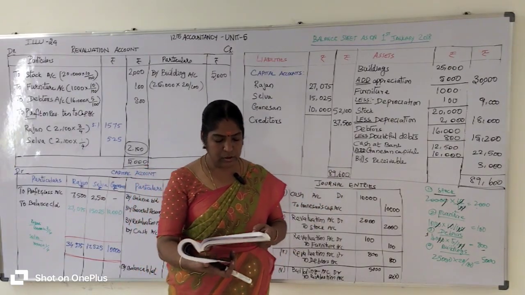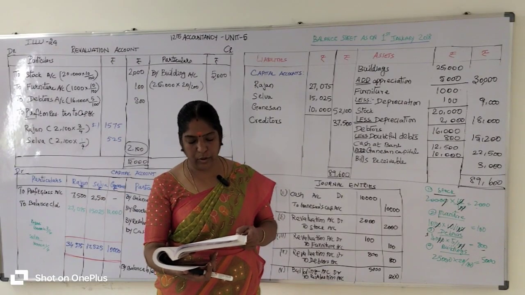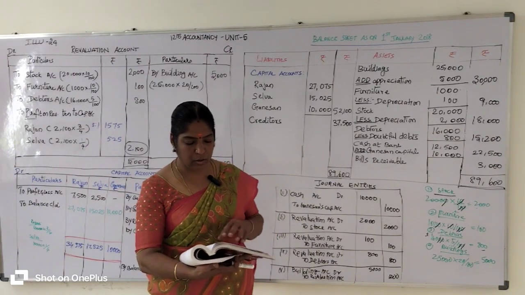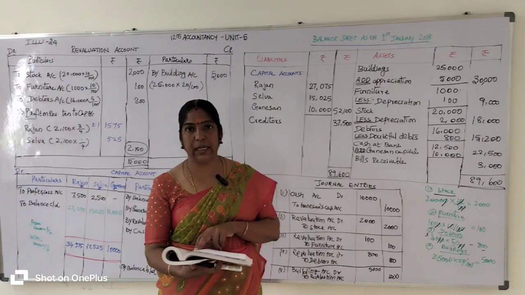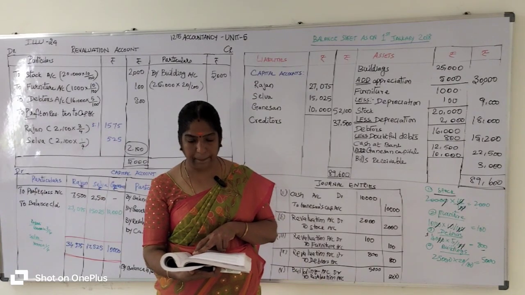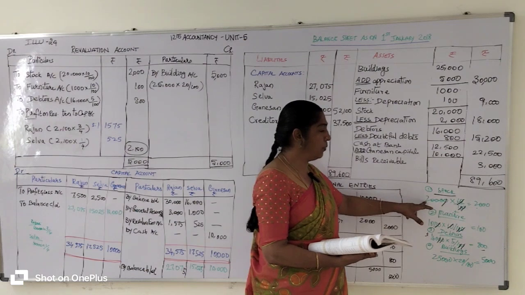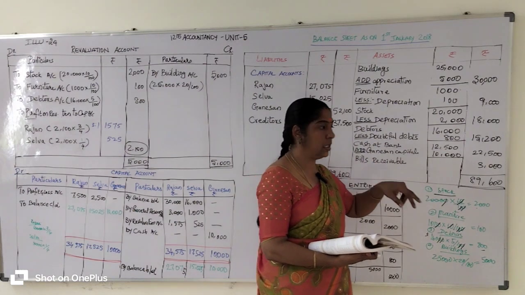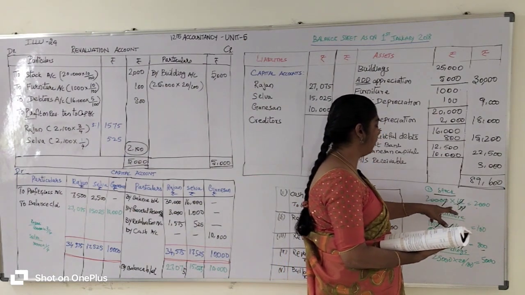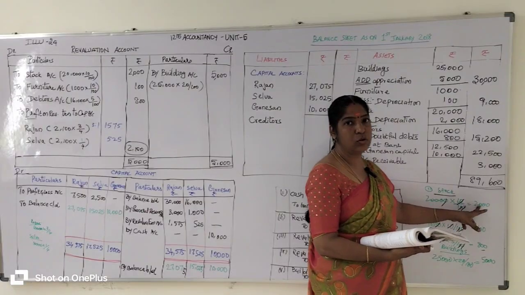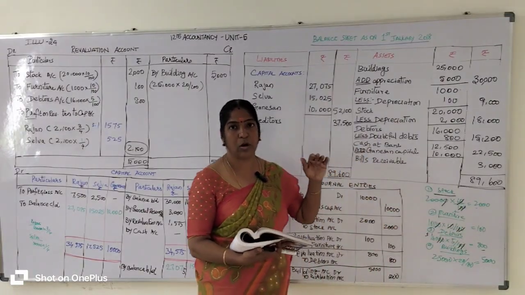So stock is to be reduced by 10%. Stock account 20,000 is given in the question on the asset side of the balance sheet. So stock 20,000 rupees. From the stock 20,000 rupees, 10% is reduced, which means 10/100. After cancelling, you will get 2,000 rupees.